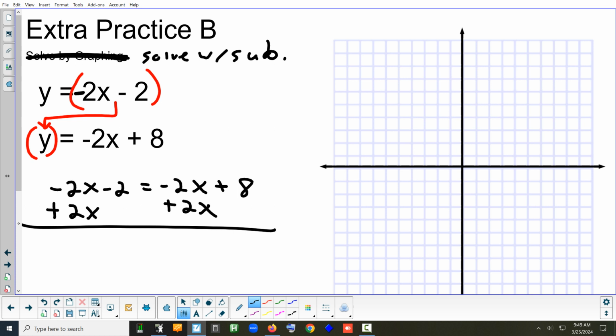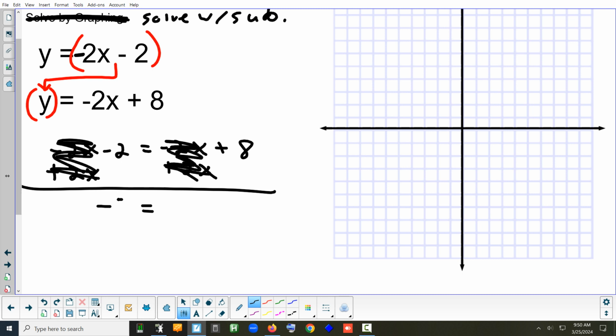What's negative 2x plus 2x? Cancels. That cancels. And what's negative 2x plus 2x? And that cancels. So remember what I told you, when all your letters cancel, it's a special case. What's on the left now? Negative 2. And what's on the right? 8. Negative 2 equals 8.